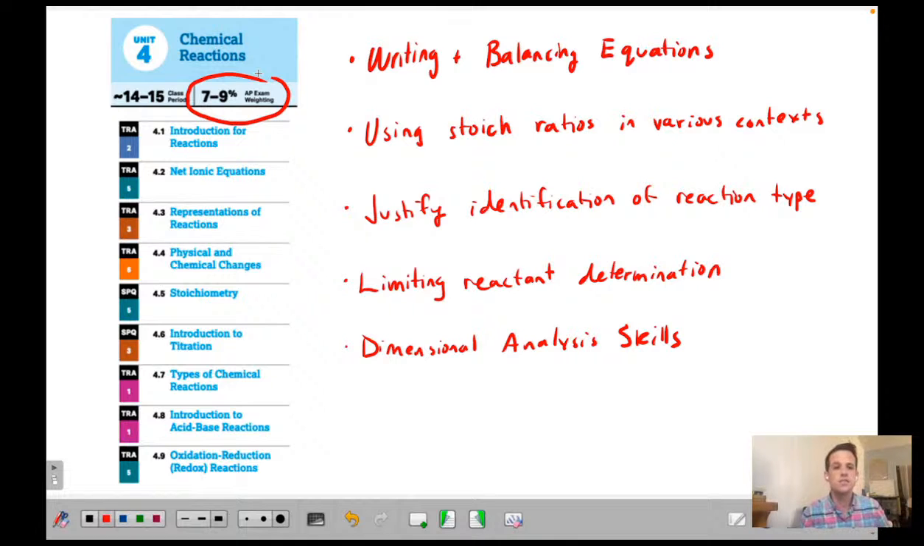Justifying why they identified a reaction type. Students can be really good at saying, oh, that's acid and base. Well, why? That's redox. Well, why? How did you know? How can you justify that identification? Many students struggle with that.